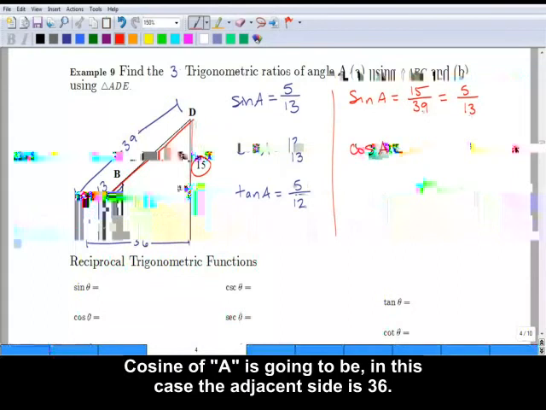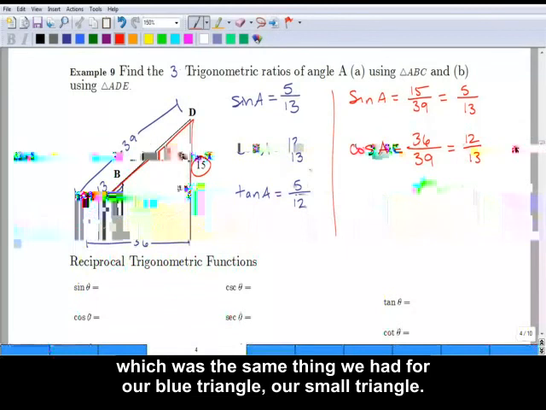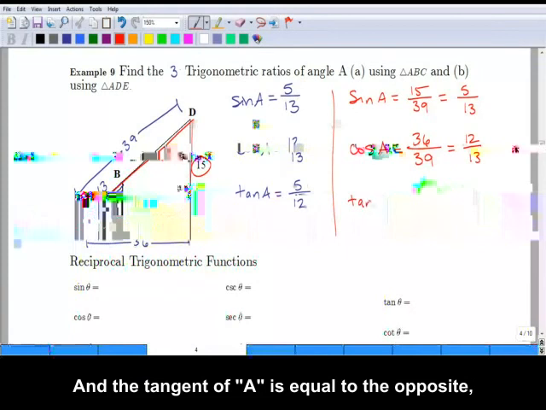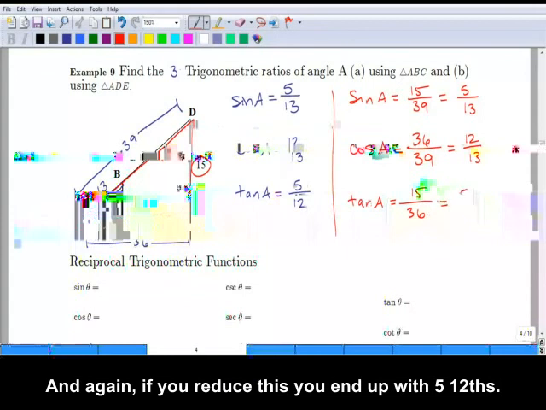Cosine of A is going to be, in this case, the adjacent side is 36, the hypotenuse is 39. Again, these are both divisible by 3, so we are left with 12/13, which was the same thing we had for our blue triangle, our small triangle. And the tangent of A is equal to the opposite, which was 15, over the adjacent, which is 36. And again, if you reduce this, you end up with 5/12.